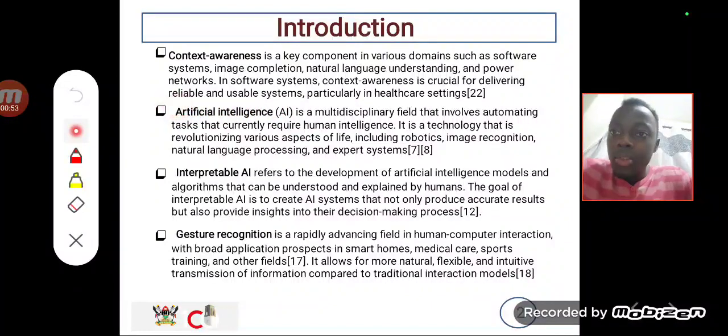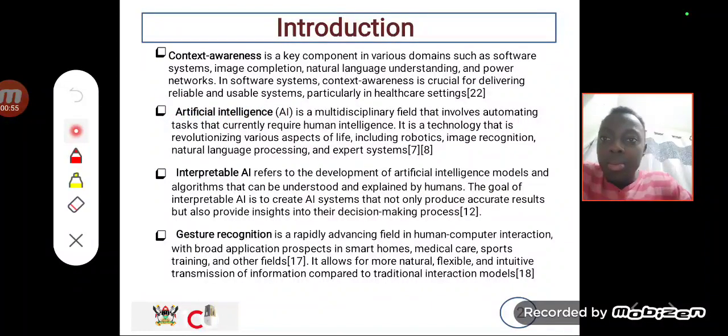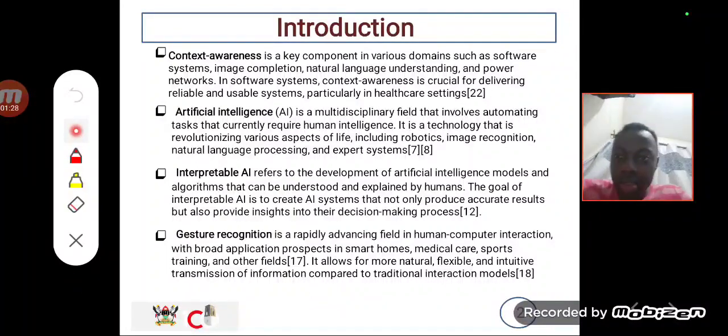Another keyword is artificial intelligence. It is a multidisciplinary field that involves automating tasks that currently require human intelligence. You can also say it is the ability of a computer to perform tasks that are usually associated with human intellectual processes. Interpretable AI refers to the development of artificial intelligence models and algorithms that can be understood and explained by humans. Interpretable AI is a branch of artificial intelligence that allows humans to understand why a model makes a particular decision.